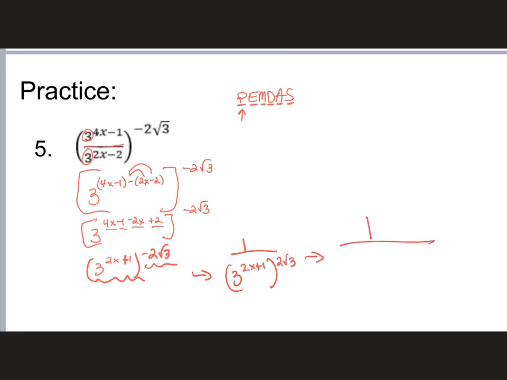And I'll multiply these exponents together since it's a power to a power. And I get 2x times 2 root 3, which is 4x root 3, plus 2 root 3. So here's my final answer, 1 over 3 raised to the 4x root 3 plus 2 root 3.